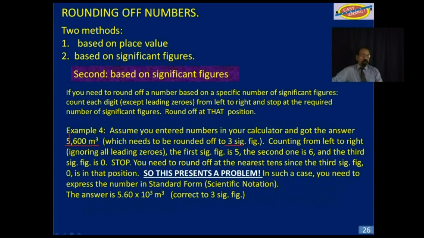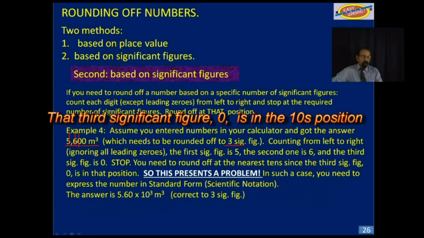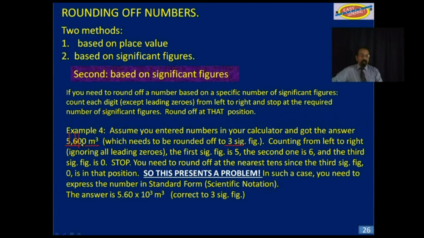Last one. Let's say you want to round off the number 5,600 cubic meters to 3 significant figures. You count 1, 2, 3. You have to round off at this 0 here. Now we have a problem. We can't put a point anywhere here because we will change the number. In this case, we will have to use standard form and write it as 5.60, that's our 3 significant figures, times 10 to the 3 cubic meters.